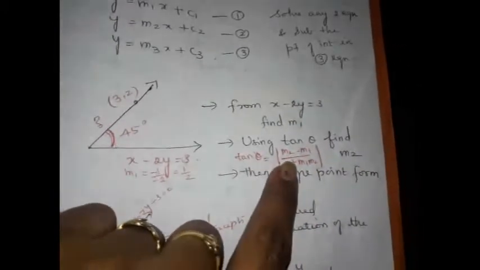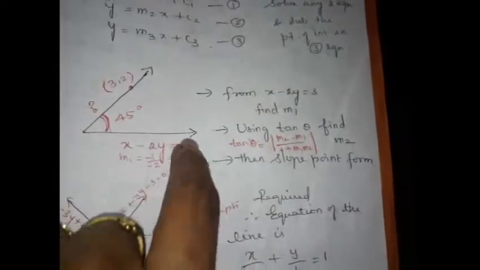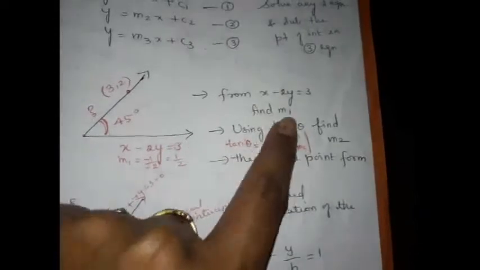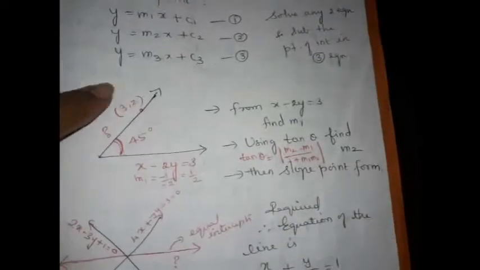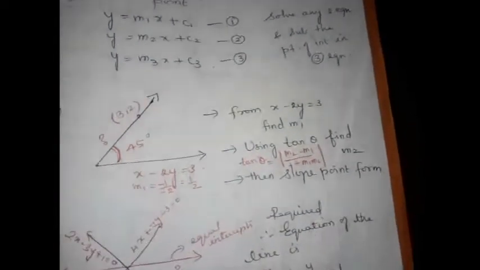What is the slope here? If I take this as m1, it is minus coefficient of x divided by coefficient of y. So 1 by 2 is the slope m1. Right? m2 we don't know. Tan theta, tan 45 degree is 1. So substitute all these values, you can find what is your m2. So from this equation we can find our m1, and substituting that m1 and theta value in the tan theta formula we can find our m2. Now we got the slope and 1 point, we can go with the slope-point form.